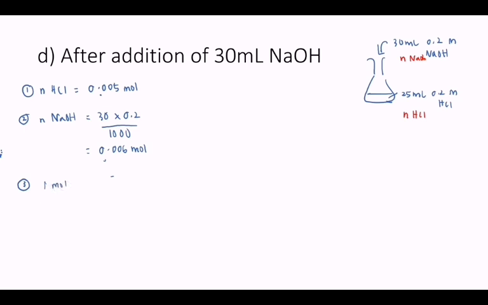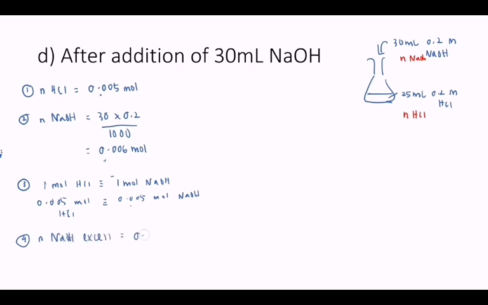1 mol HCl is supposed to react with 1 mol NaOH. Since we have 0.005 mol HCl, okay, so ini kita sebab kita nampak terang-terang HCl ni sikit, so kita letak HCl kat depan lah supaya lebih mudah kerja kita. So it requires 0.005 mol NaOH. So dari sini kita tahu this one is mol NaOH react, so kita boleh cari lah mol NaOH excess.